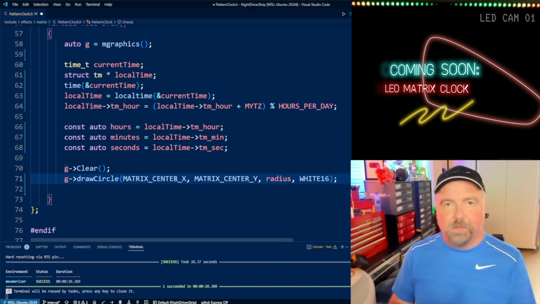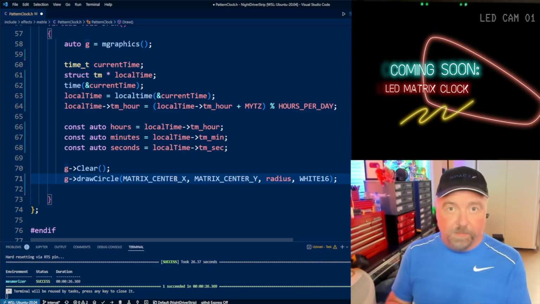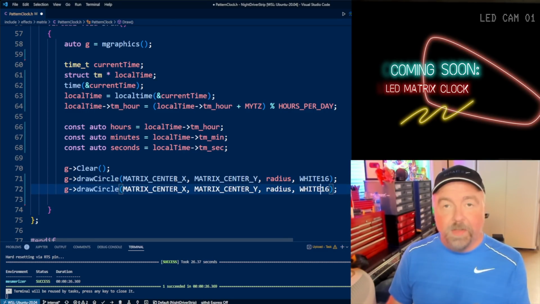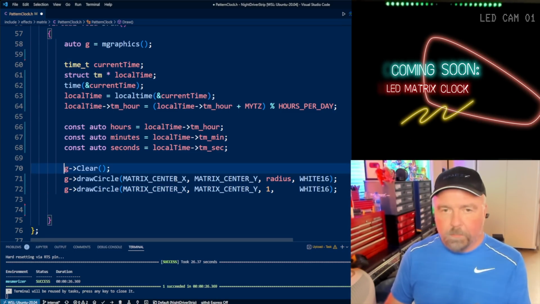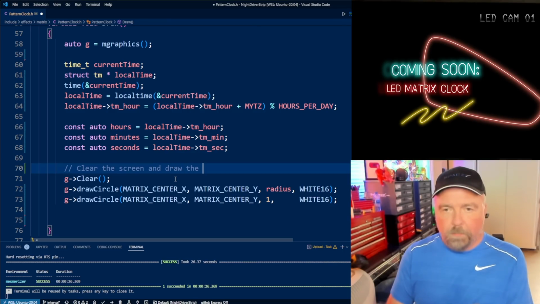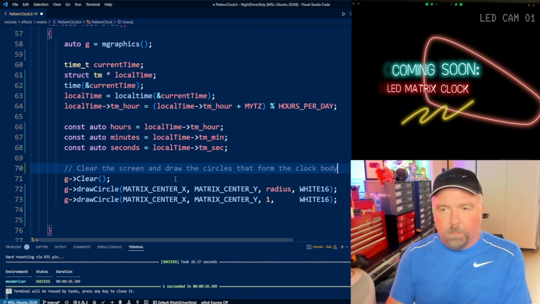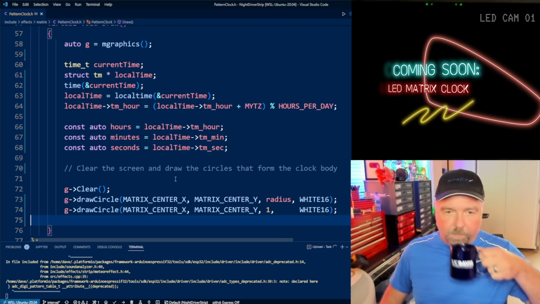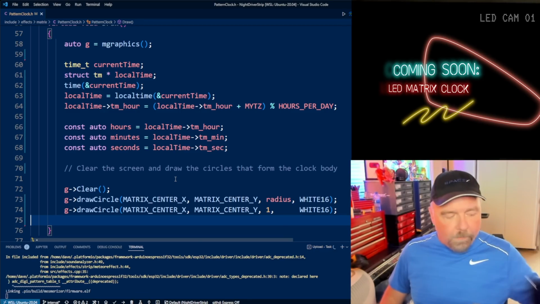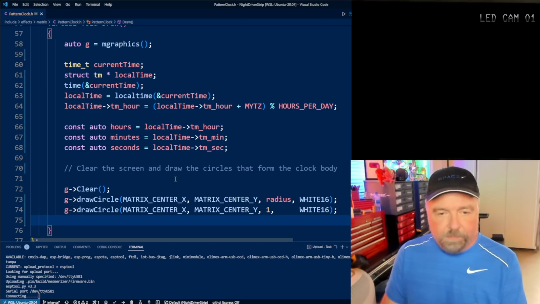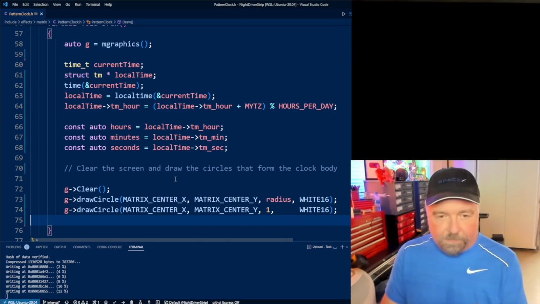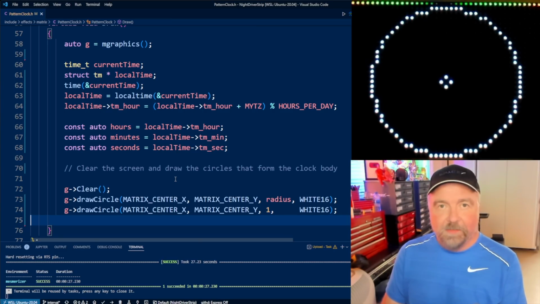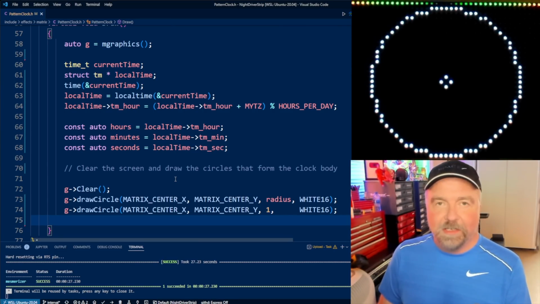Next, let's draw a tiny circle right at the center, which will be the dot where the hands attach. Same thing, but we'll give it just a radius of 1. That should run, compile, and draw 2 circles all on its own, so let's see if we can actually get that working. Well, it compiled, and it's uploading. And we have circles. It's the beginning of an LED clock.